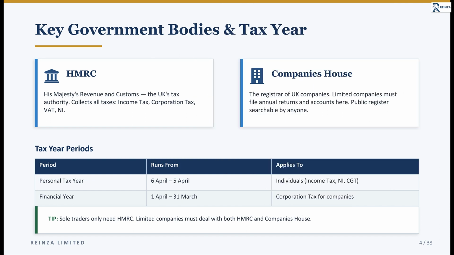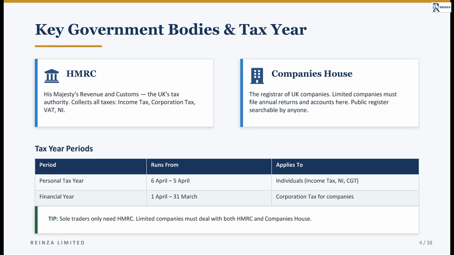Here is an important distinction. If you are a sole trader, you only need to deal with HMRC. But if you operate a limited company, you must deal with both HMRC and Companies House. That means more filing obligations and more deadlines to track.